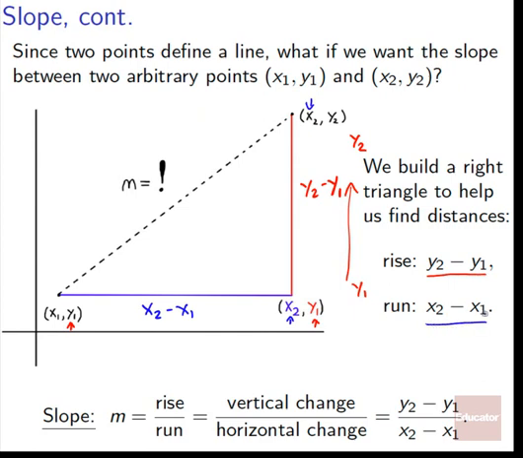Our slope is equal to the rise divided by the run, which is our vertical change divided by our horizontal change. So that gets us y2 minus y1 over x2 minus x1. We've been using this formula for years, but hopefully now you see why slope is what it is, because it's just coming from rise over run. That's how we defined it. So we get y2 minus y1 over x2 minus x1 because y2 minus y1 is how much we rose and x2 minus x1 is how much we ran.